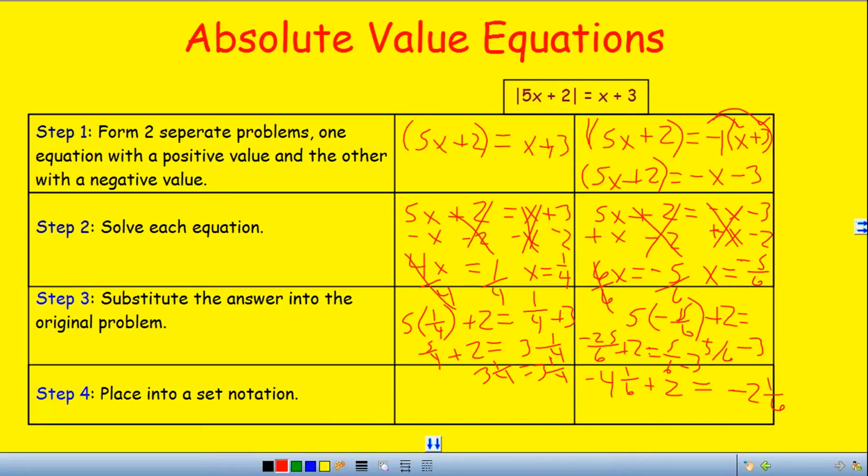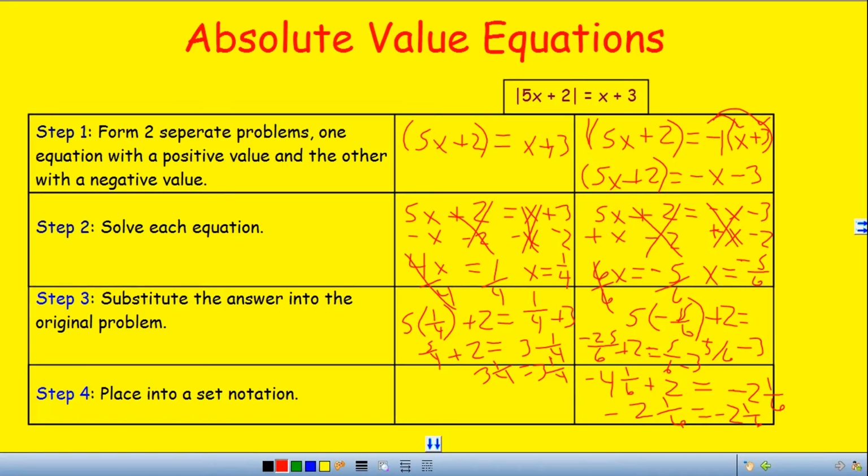So let's see what we have here. I have negative 4 and 1/6 plus 2. So that means I'm going to be subtracting. That's going to leave me with a negative 2 and 1/6. And we see that negative 2 and 1/6 does equal negative 2 and 1/6.